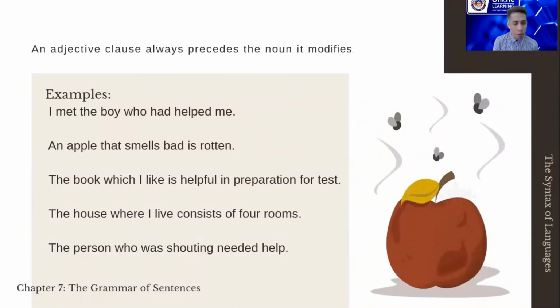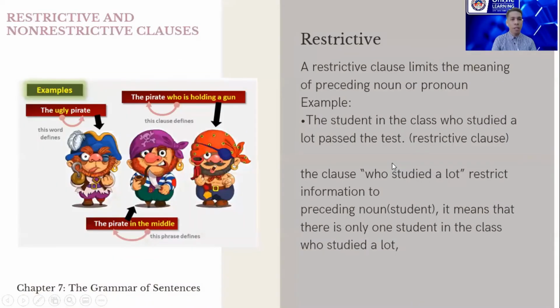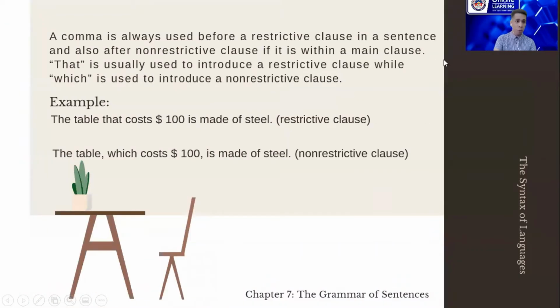For different examples, I met the boy who had helped me. So I met the boy who had helped me is our adjective clause because of the word help. Next, an apple that smells bad is rotten. So that smells bad. Bad here is an adjective that made the sentence an adjective clause. So end the line. Okay, let's proceed now to the rule.